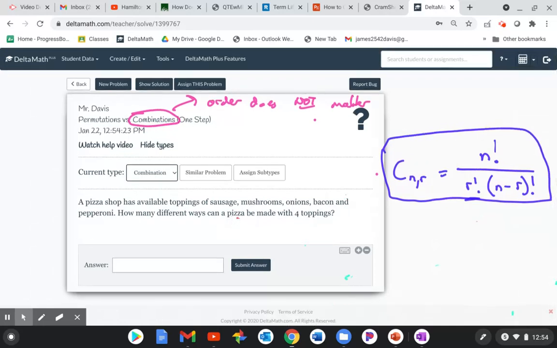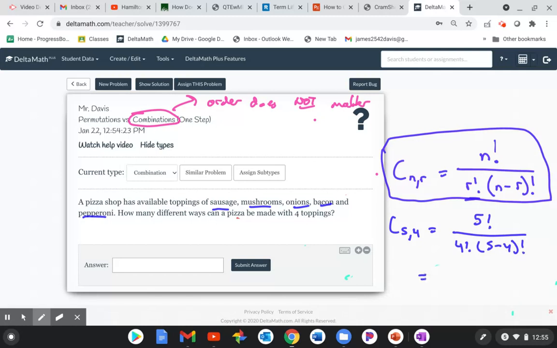It's still going to taste relatively the same, right? So how many different ways can a pizza be made with 4 toppings? So again, it says nothing about order. That's our hint that it is a combination. So let's think about what it would be. We've got how many toppings total? 1, 2, 3, 4, 5 total toppings. It's going to be C 5, and we're going to choose 4. It's 4 toppings. We're going to choose 4 of them. So then this would be 5 factorial over 4 factorial times 5 minus 4 factorial.